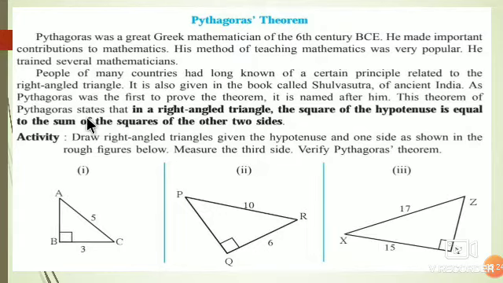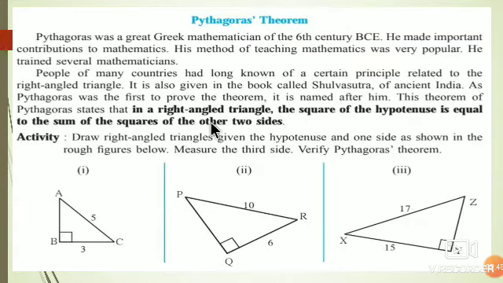This theorem of Pythagoras states that in a right angle triangle, the square of the hypotenuse is equal to the sum of the squares of the other two sides. So if in this triangle, AC is the hypotenuse because angle B is the right angle. That's why this AC is the hypotenuse.